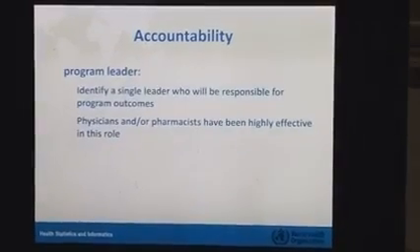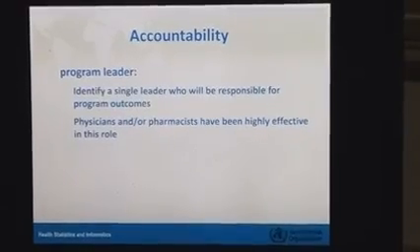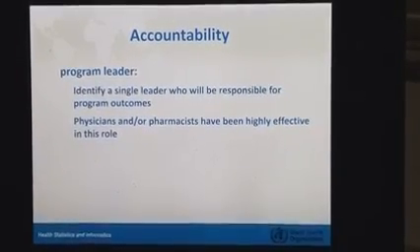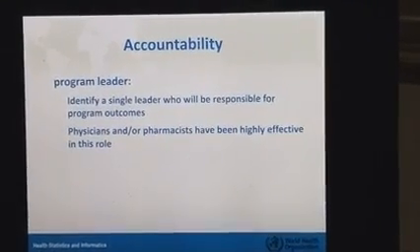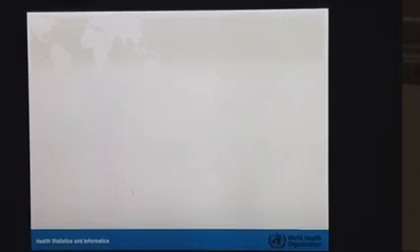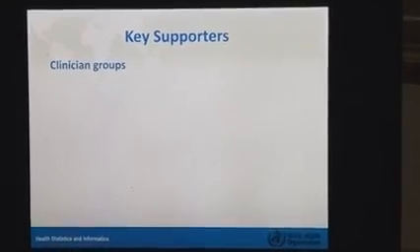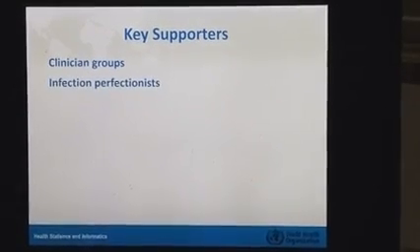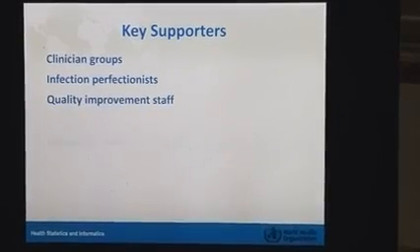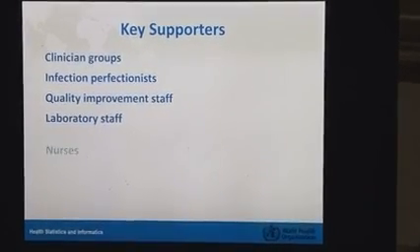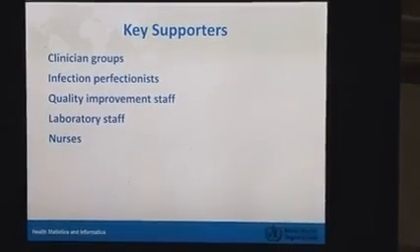Now, accountability. For accountability, the program leader identifies a single leader who will be responsible for program outcomes. Physicians and/or pharmacists have been highly effective in this role. Some key supporters: clinicians group, infection preventionists, quality improvement staff, laboratory staff, nurses. All these elements are supporters.